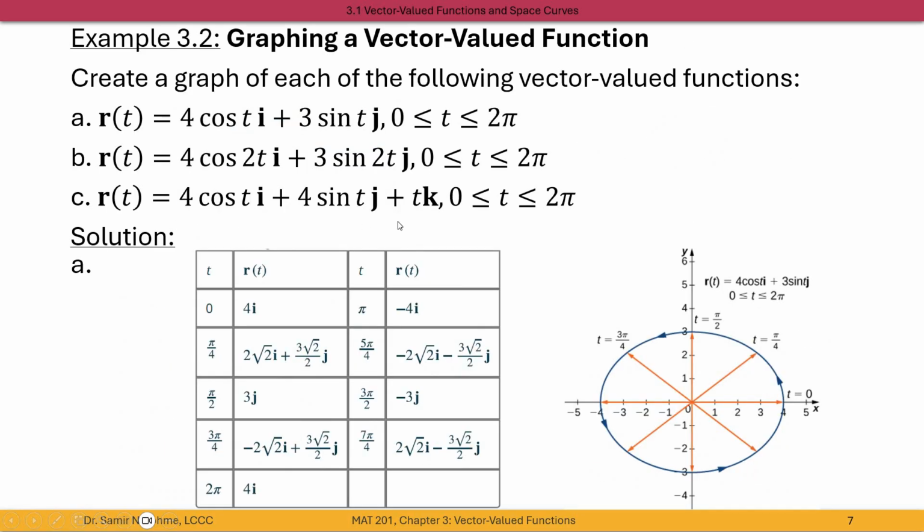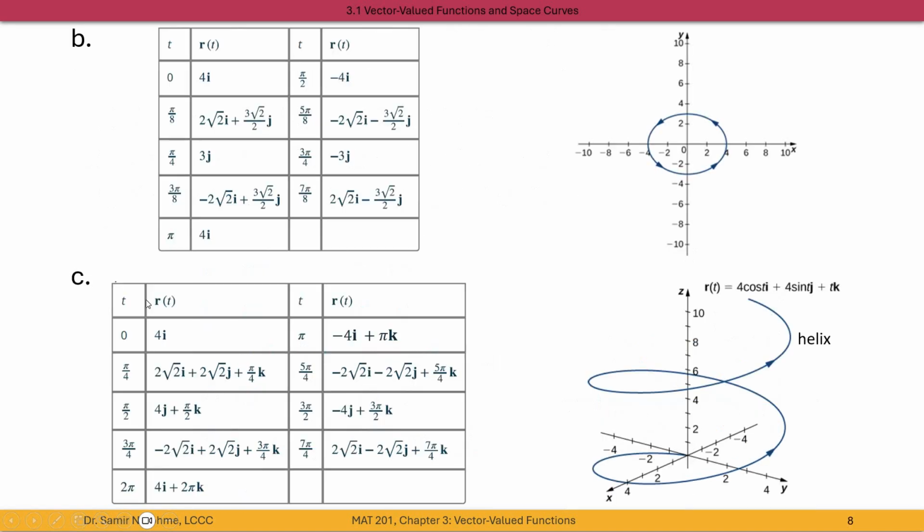For the third one, we have a three-dimensional vector function. We added a third component, and again, by doing the same thing, replacing multiple values of t, calculating and plotting: the first one, t equal to 0, starts along the x-axis and has 4 units in the x direction. So 1, 2, 3, and 4. The vector starts from here, and as you increase the angle, you get this kind of curve, very nice, going in this direction like a spring. This path is called a helix.